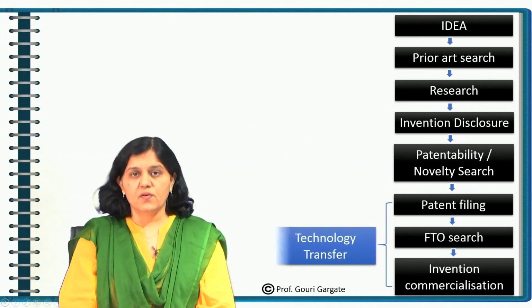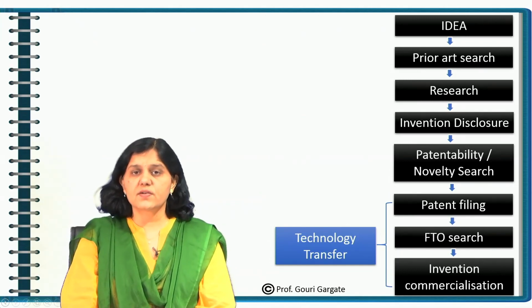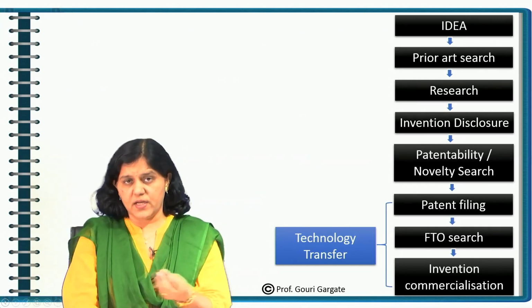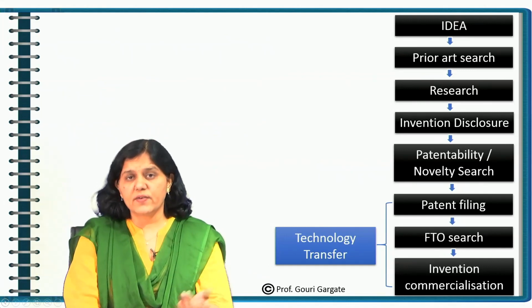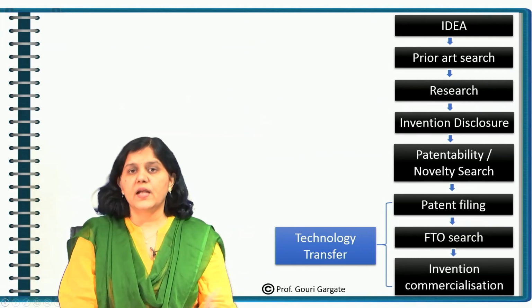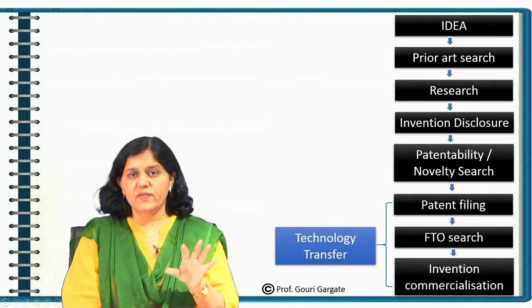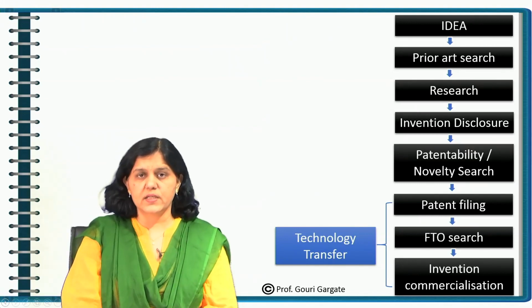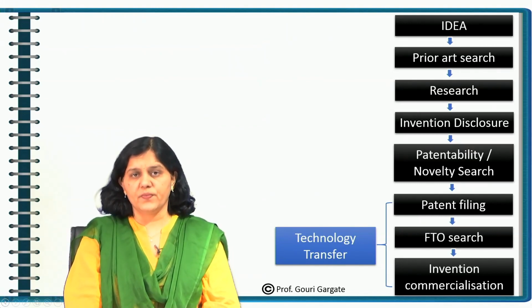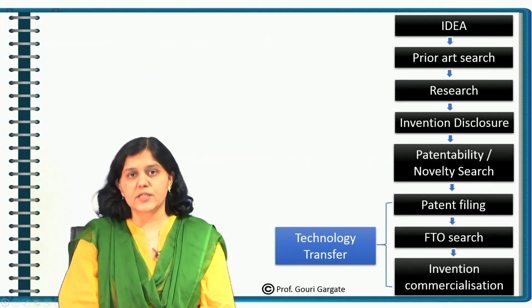Now, after that, another way of invention commercialization is technology transfer. Technology transfer may involve any of the activities, or it may be in the form of a joint venture, collaboration, licensing, selling, anything. That license may be an exclusive license or a non-exclusive license. So, after patent filing you can do all these activities related to commercialization. So, this is one cycle from idea to invention commercialization.